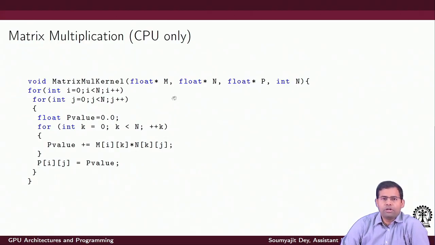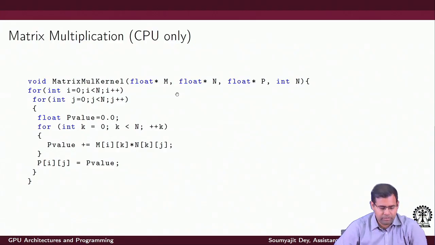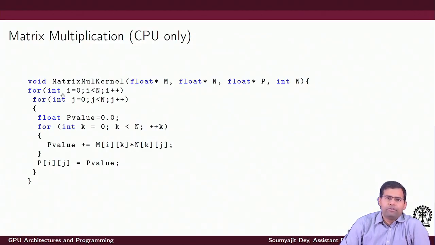So first we consider only the CPU only code. This is a basic matrix multiplication kernel which is designed to run on a CPU. Let's see how it works. As we know, any standard matrix multiplication should have 3-level nesting of loops. So we have an outer loop iterating over i from 0 to n, and an inner loop j from 0 to n.